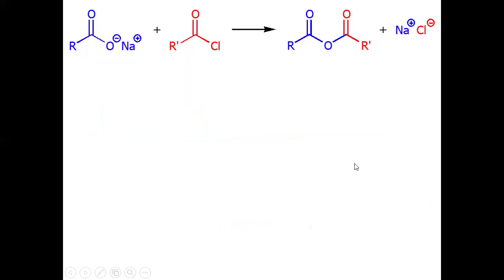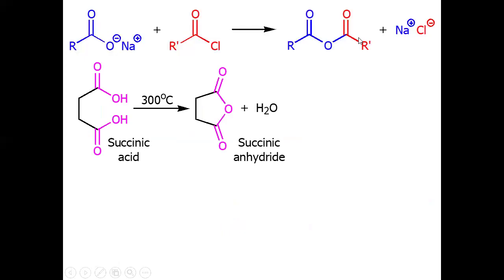acid anhydride. The second method is when the sodium salt of a carboxylic acid is reacted directly with the acid chloride to ultimately afford the formation of acid anhydride, right? Another method by which the acid anhydride could be synthesized is the easiest way: the reaction of a dicarboxylic acid compound on heating. For example, succinic acid, it's an example only.